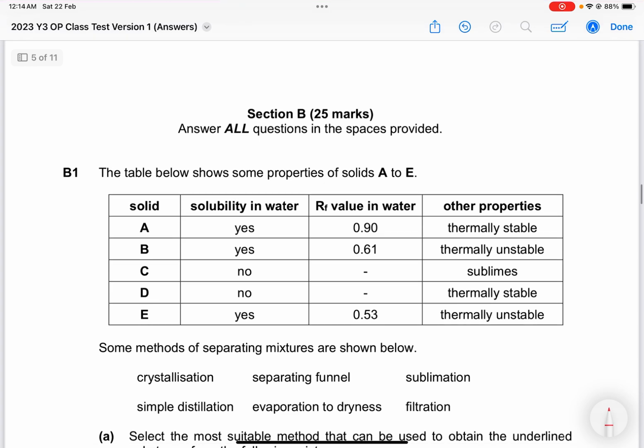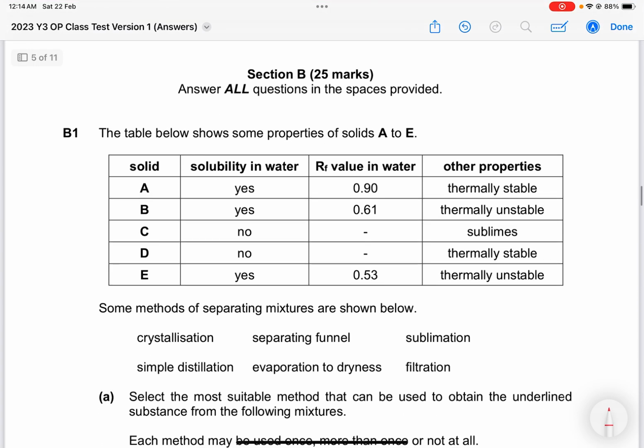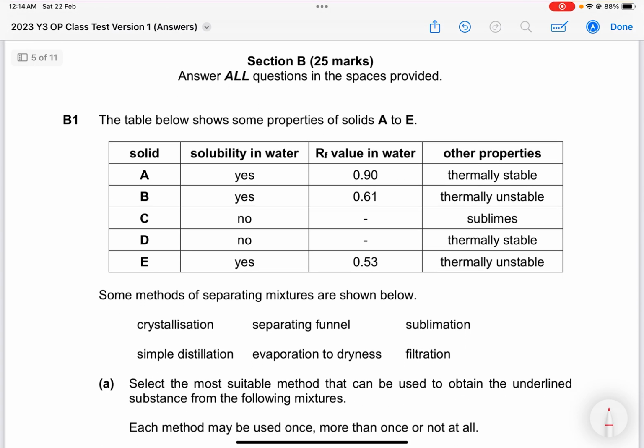Okay, so now let's go on to section B, B1. The table below shows some properties of solids A to E. So A to E here, soluble in water, no, yes. In terms of RF value, you can see here 0.90, 0.61, 0.53. These two don't have, most probably because it's not soluble in water.